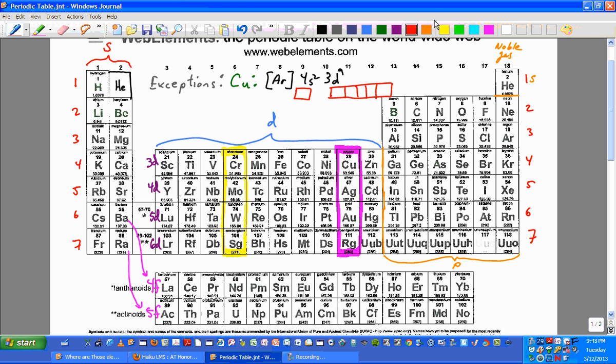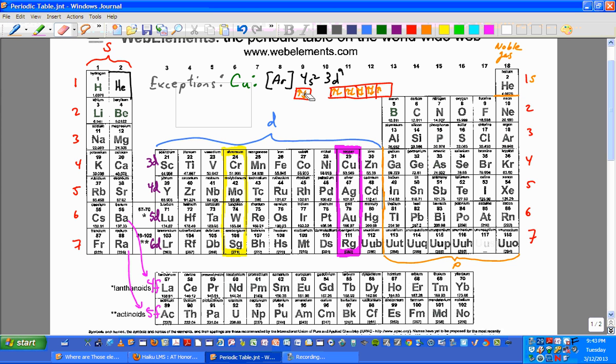So it's 4s2, 1 up, 1 down, and then 3d9. So it's 1 up, 1 up, 1 up, 1 up, 1 up, 1 down, 1 down, 1 down, 1 down, and that last one's empty. Again, for whatever reason, rather than having the 3d not completely full, it is more stable to have the D completely full and the S only half full.